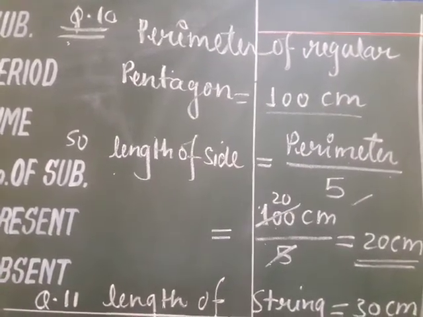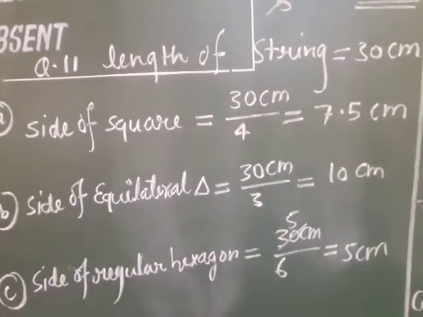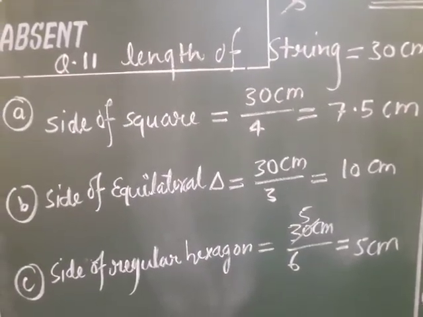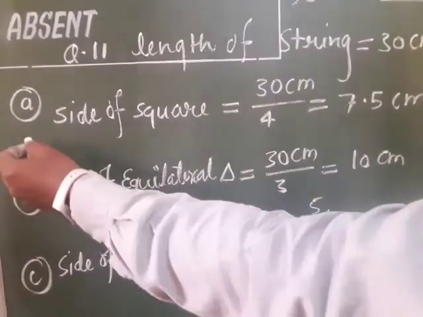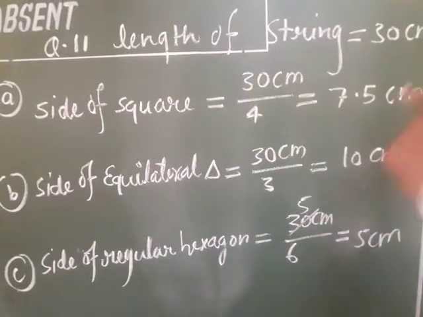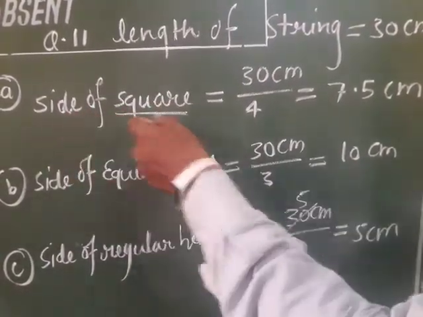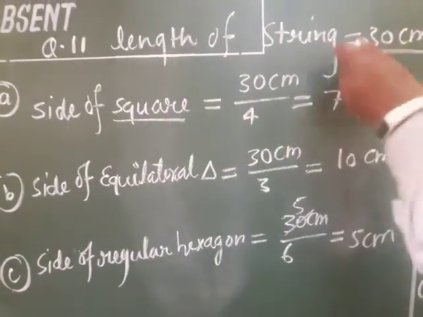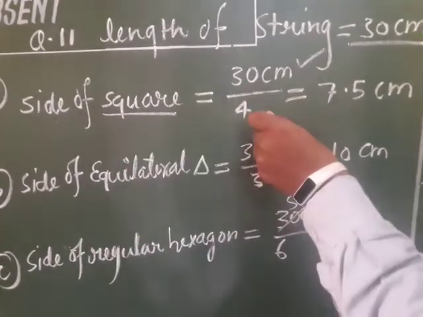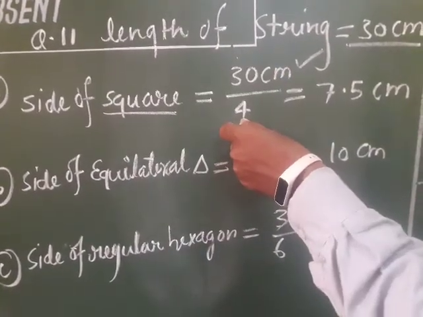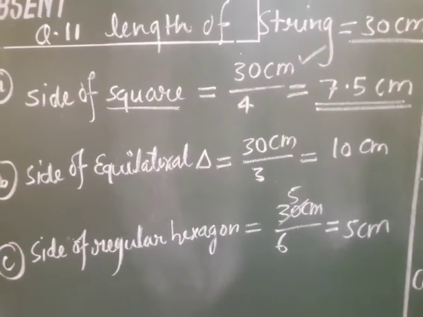Now going to question number 11. Here the length of a string is given, 30 centimeter, and in different parts we are going to bend the string into different shapes. In the first part, we have to find the side of a square. We are going to bend this string into the shape of a square. The length of the string will be the perimeter. A square has 4 sides, so 30 centimeter upon 4. That means each side will be 7.5 centimeter.